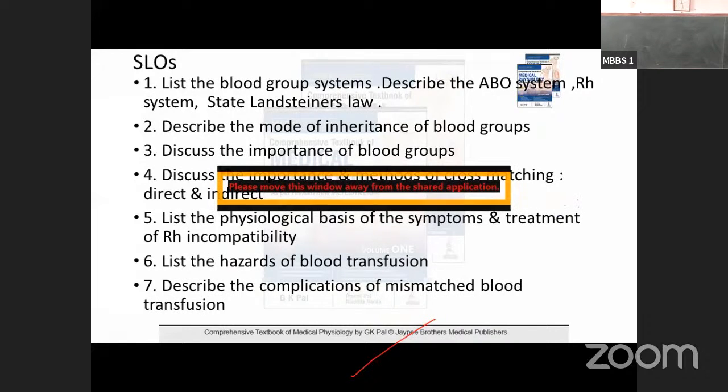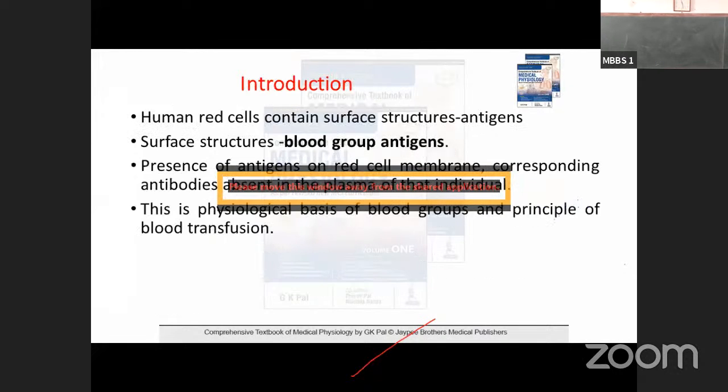List the physiological basis of symptoms and treatment of RH incompatibility. List the hazards of blood transfusion. Again, hazards of blood transfusion important. Describe the complications of mismatched blood transfusion. So these are the objectives for today's lecture.